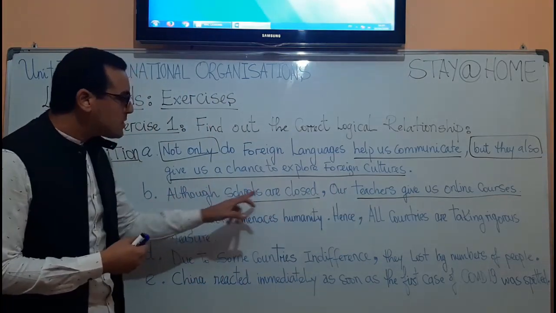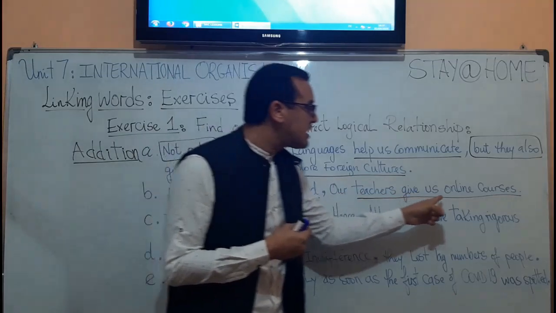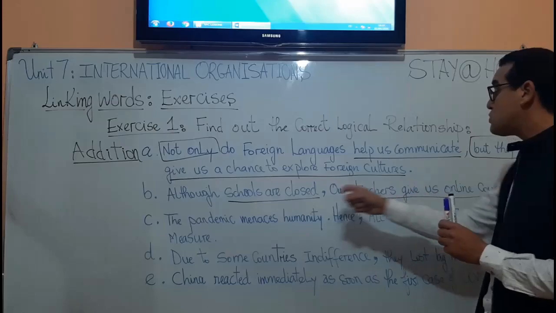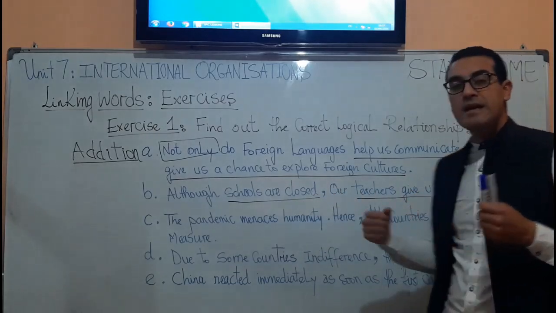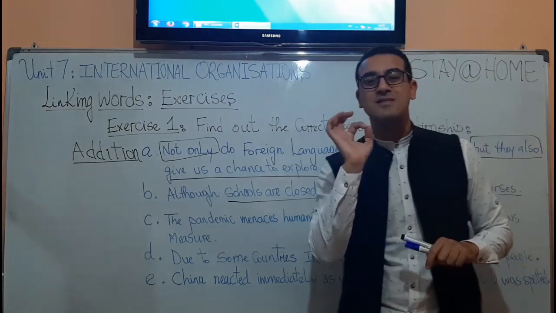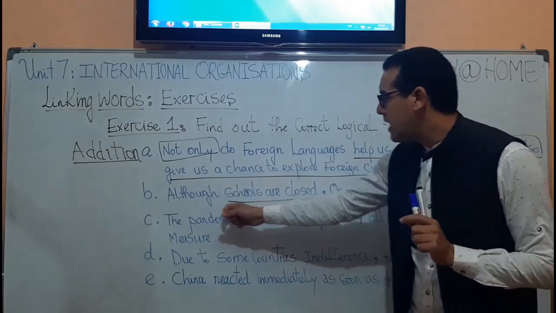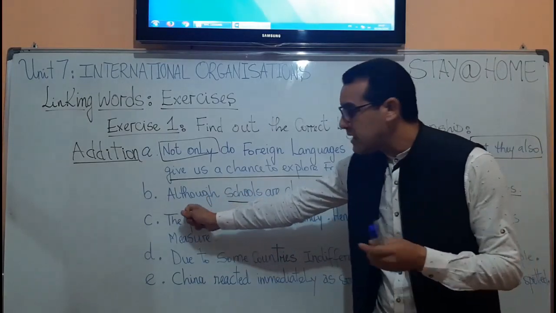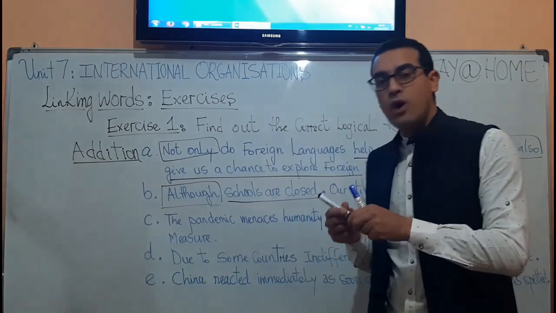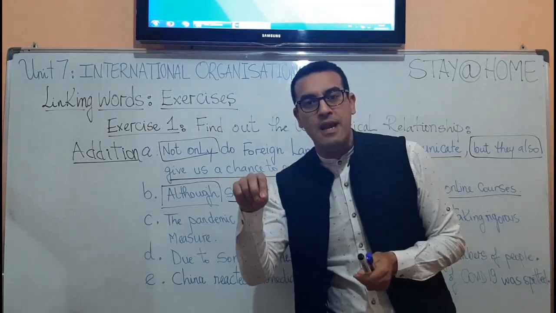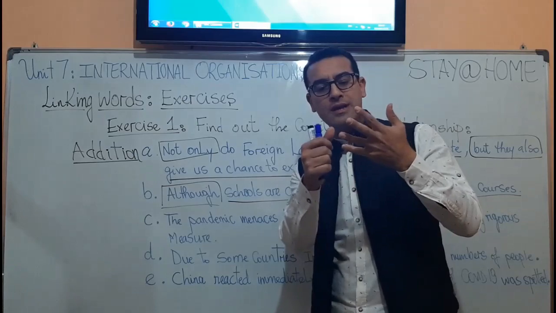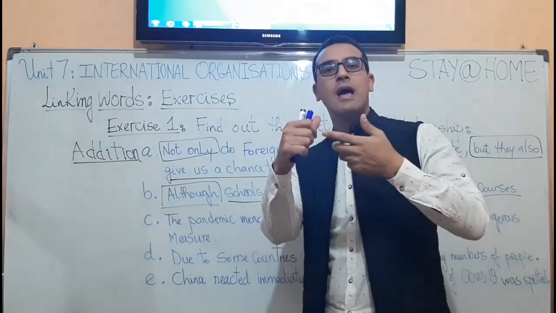Okay? So schools are closed. Teachers give us online courses. So as you can see here, the logical relationship that we have between these two sentences or these two ideas is that of what? Of contrast, or between brackets, concession. Concession, okay? So the logical relationship that we are using is although. Although belongs to the same family of some other linking words like though, even though, in spite of, and despite.